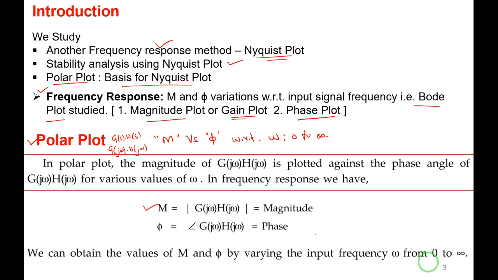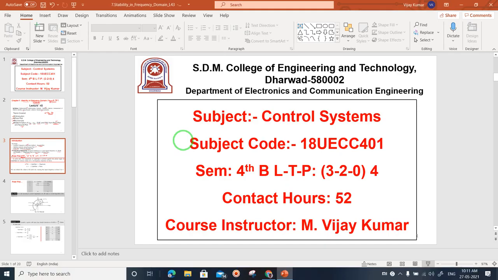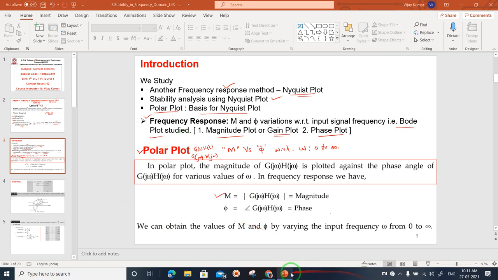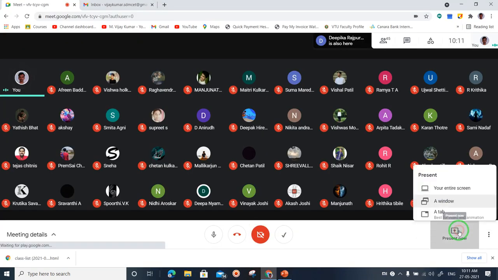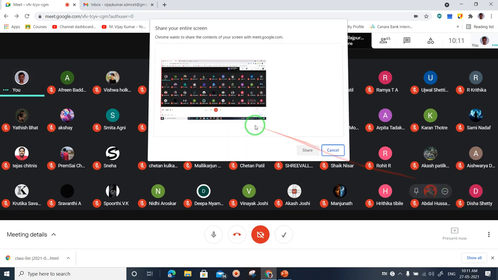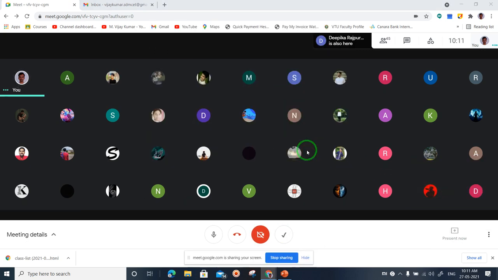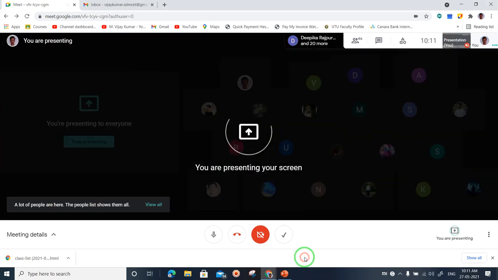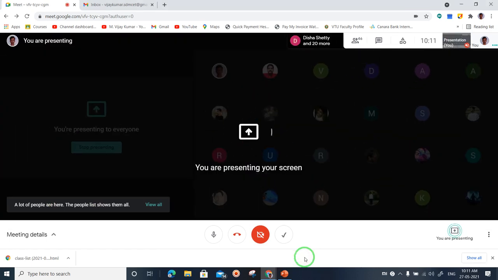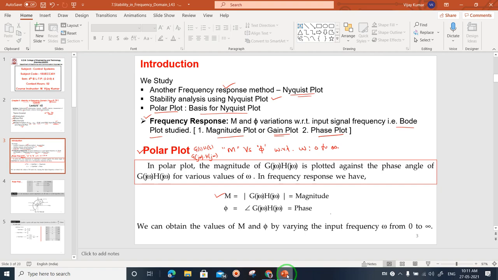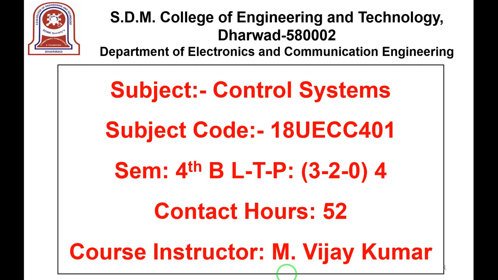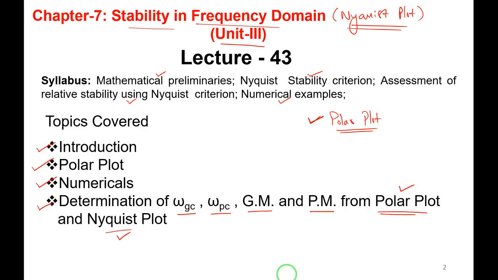Okay. Have I told you what a polar plot is? I was telling, right? Yes, sir. Sir, please present your screen. Okay, sorry, one minute. I thought I had already presented. Now my screen is visible to you. Yes, sir. Please respond.